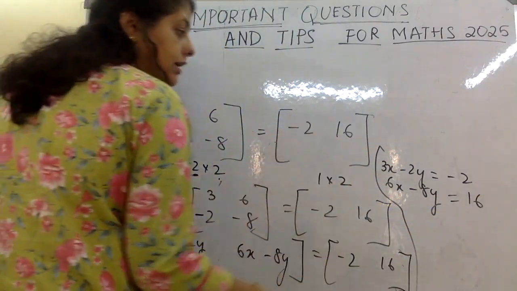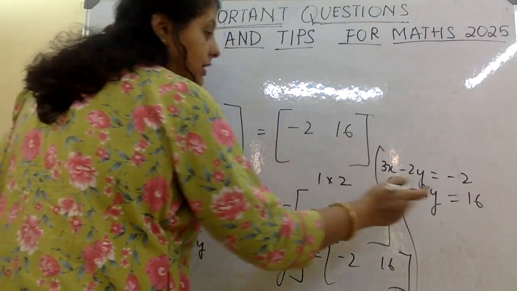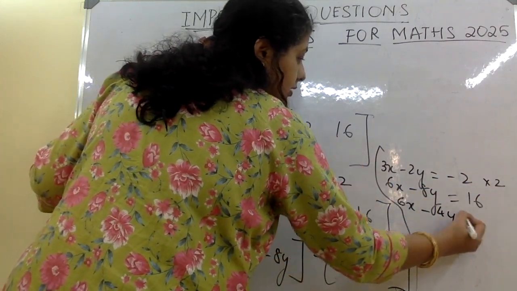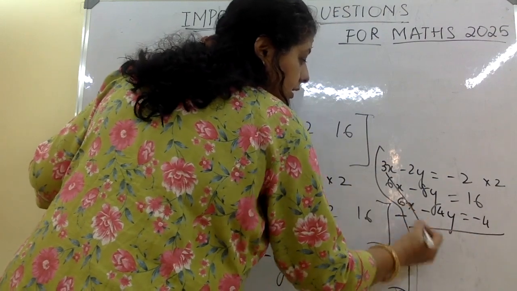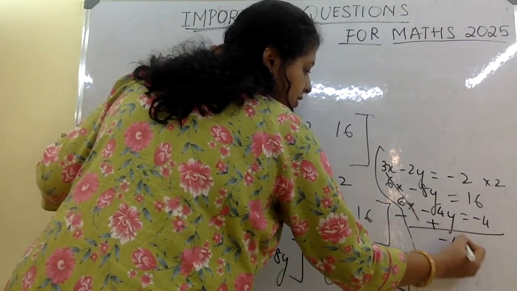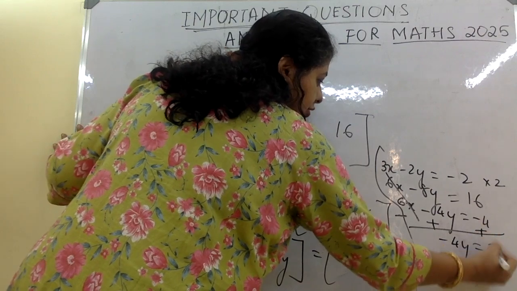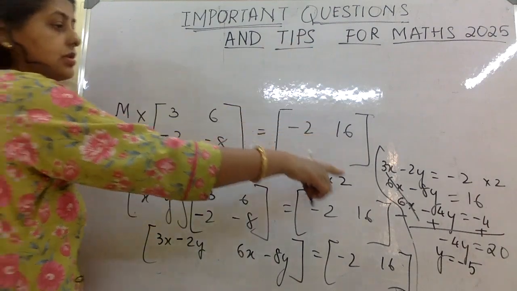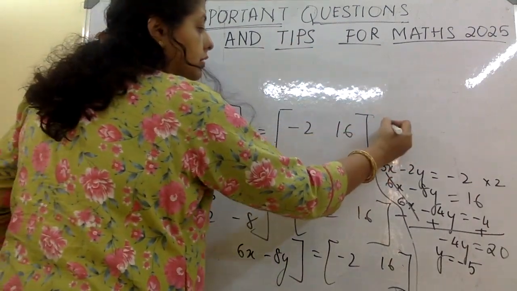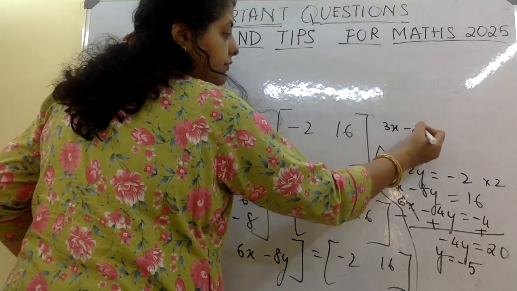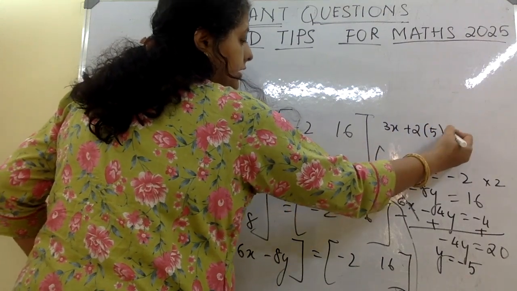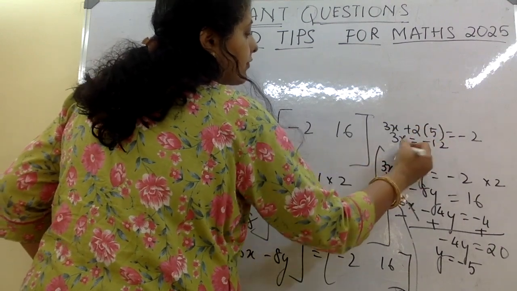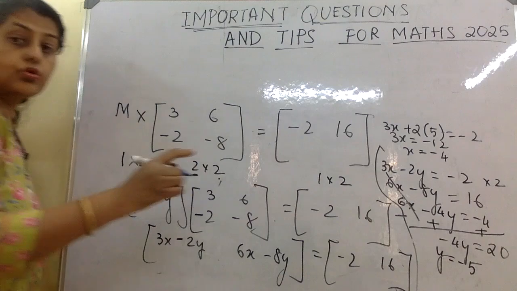So what you can do is multiply this with a 2. 6x minus 4y, that is equal to minus 4. If I do that, this is changing. Minus 4y is 20. Y is equal to minus 5. In any one of the equations, you can take this one also. I shall put 3x minus 2 into minus 5. That is 2 into 5 is equal to minus 2. 3x is equal to minus 12. X is minus 4.